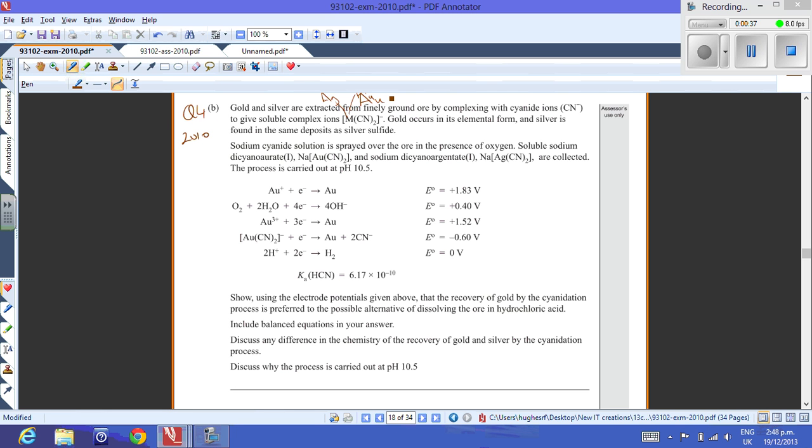Gold ore occurs in its elemental form, and silver is found in the same deposits as silver sulfide. Now, silver sulfide is Ag2S, and that's solid right there.